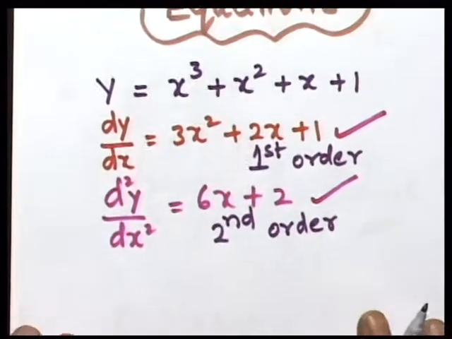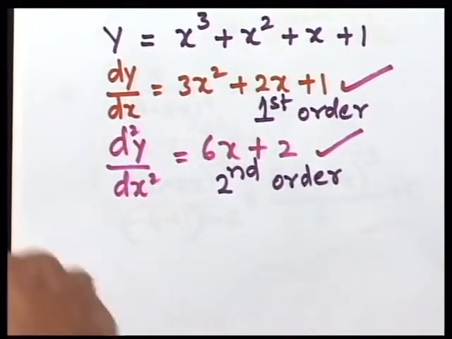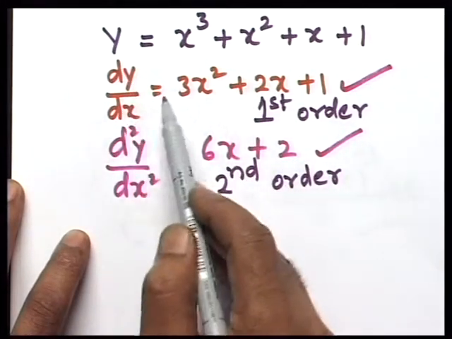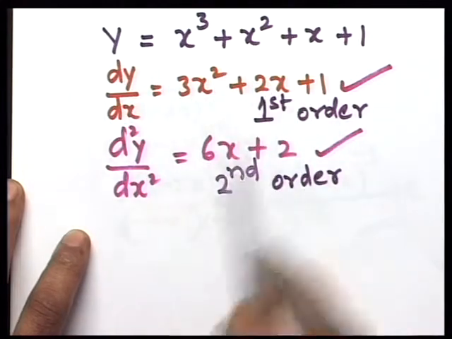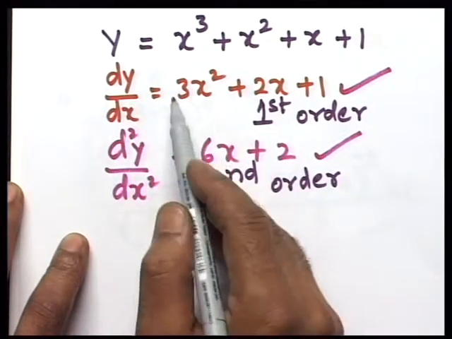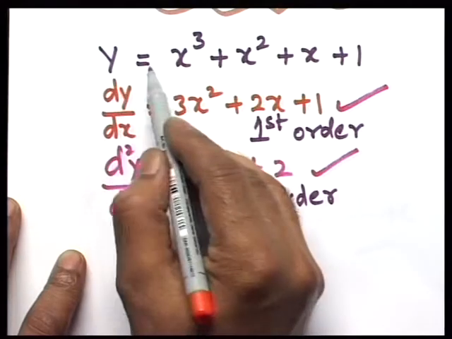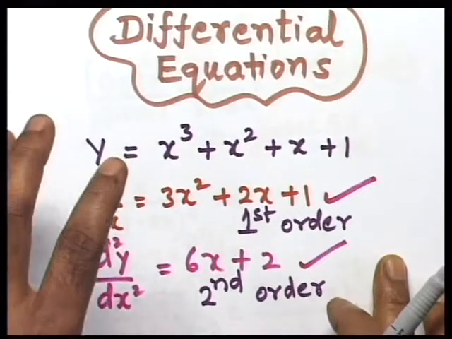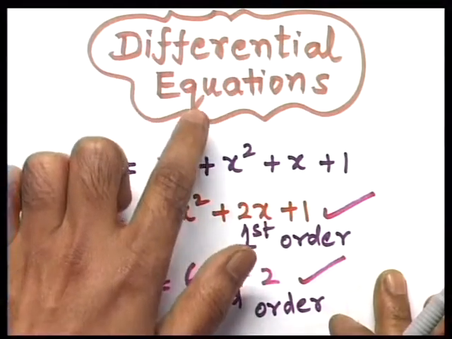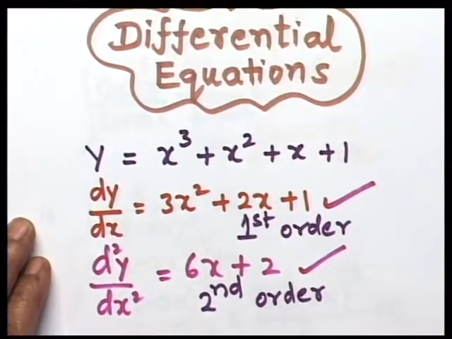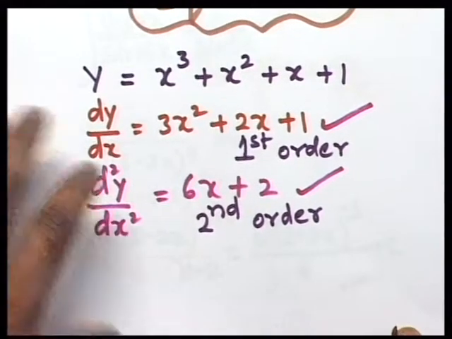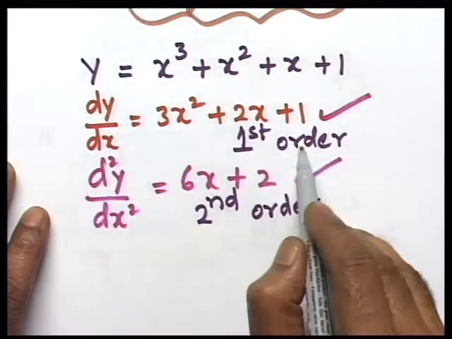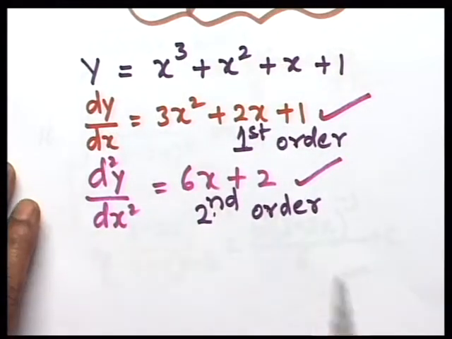What is our aim in this lesson? You will be given this as a question: dy over dx is equal to 3x squared plus 2x plus 1. They will ask you to write this in the form of y equals something. That's what is called solving differential equations. So I will take you through one question. We understood the meaning of differential equations. Please just remember those words: first order and second order.